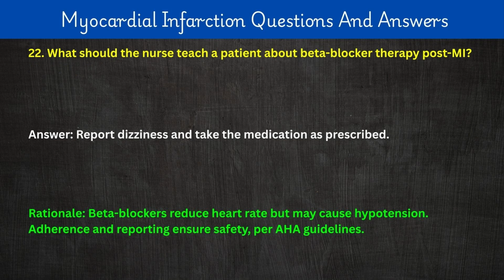22. What should the nurse teach a patient about beta-blocker therapy post-MI? Answer: report dizziness and take the medication as prescribed. Rationale: beta-blockers reduce heart rate but may cause hypotension. Adherence and reporting ensure safety, per AHA guidelines.